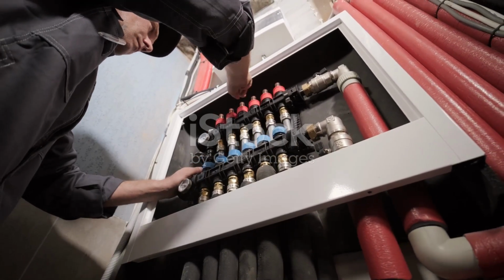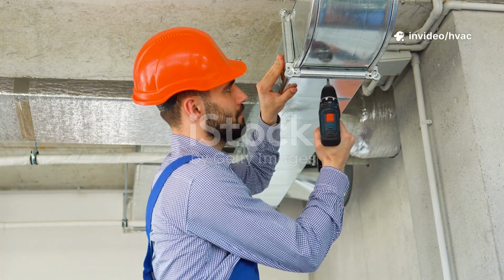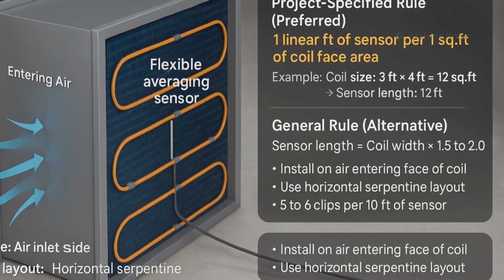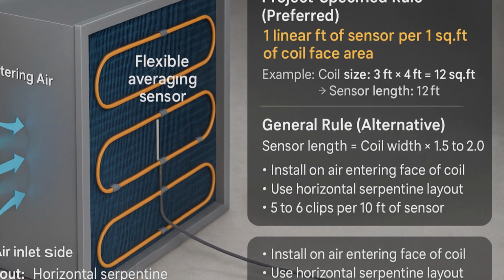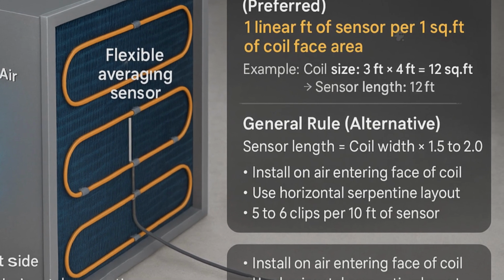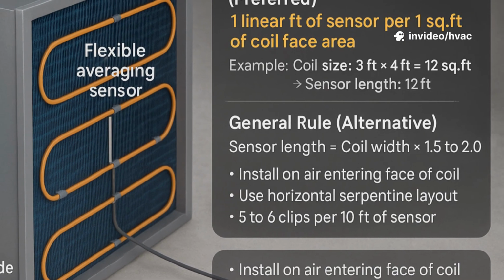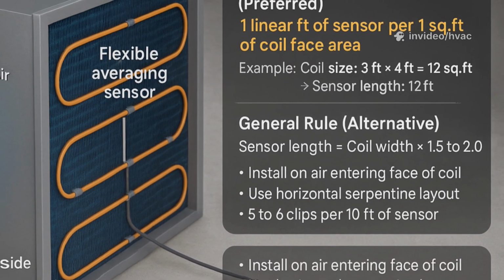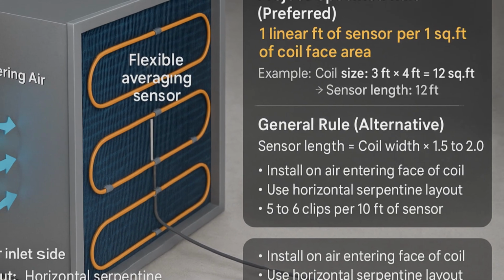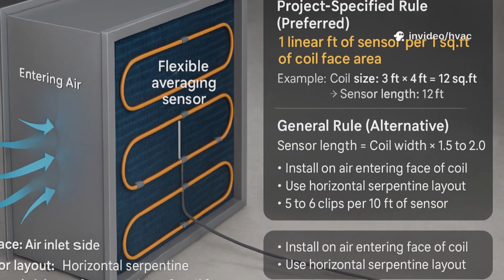When installing averaging sensors on cooling coils, start by measuring the coil dimensions to determine the number of passes needed for even coverage. Mount the sensor on the downstream face of the coil, stretched in a serpentine pattern. Begin at one corner of the coil and secure the sensor horizontally, making sure it is straight and taut. For a 20-foot sensor on a 4 by 5-foot coil, make 4 horizontal passes, each 5 feet long, spaced evenly. Use a tape measure to mark the positions for each pass, ensuring consistent spacing from top to bottom.